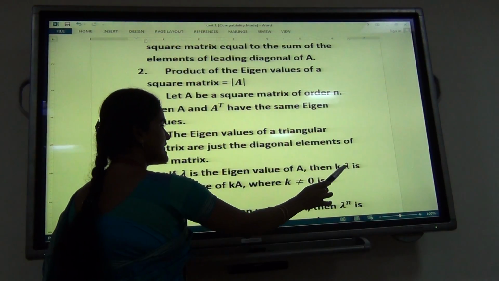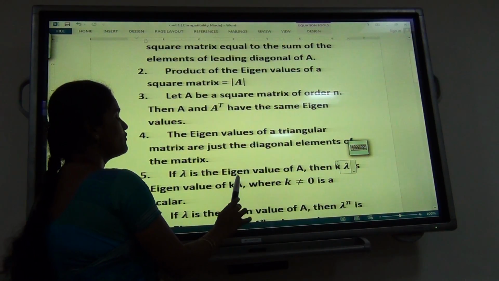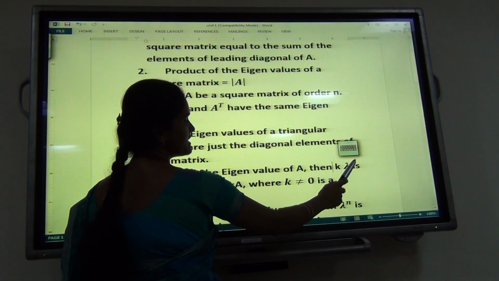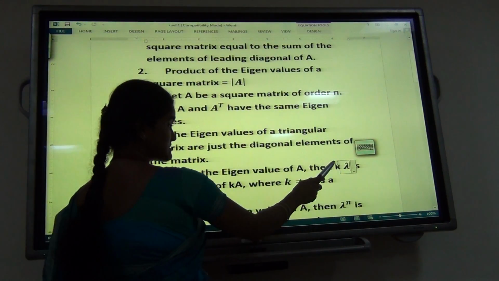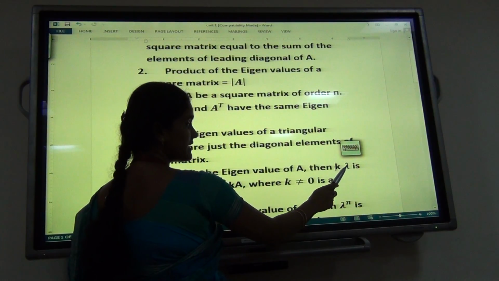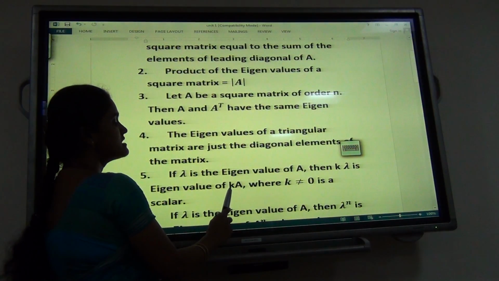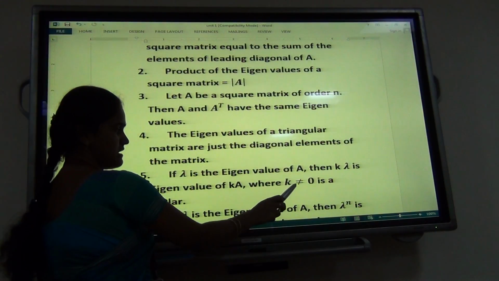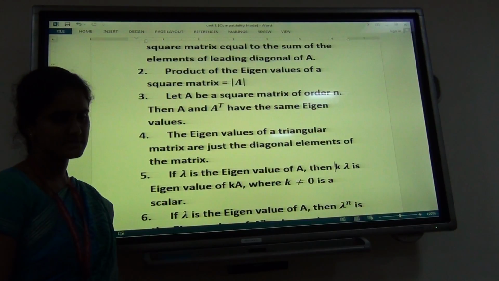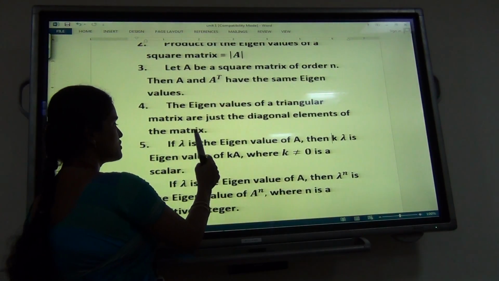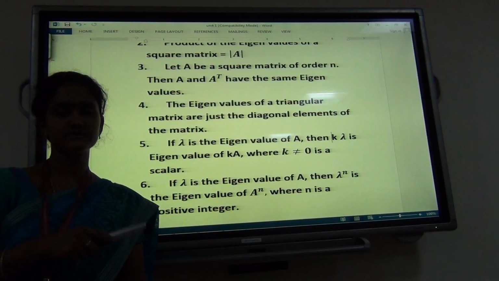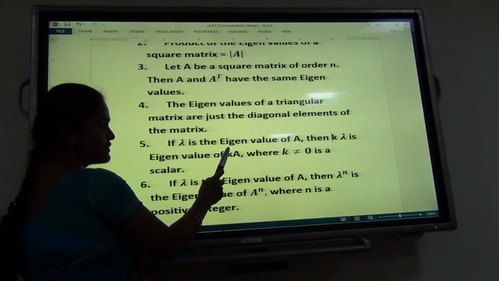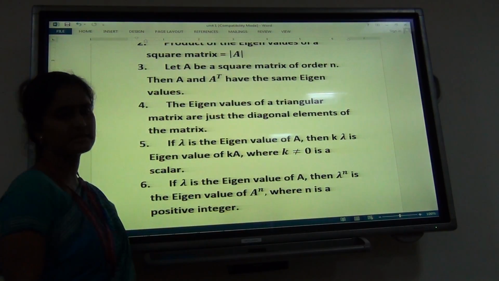Then this k lambda is the eigenvalue of kA, some constant multiplier. The eigenvalue gets multiplied by k if the matrix is multiplied by the same k, where k is a nonzero scalar. So if you know the eigenvalues of a square matrix A, then we can get the eigenvalues of 2A, 3A, 4A, etc.